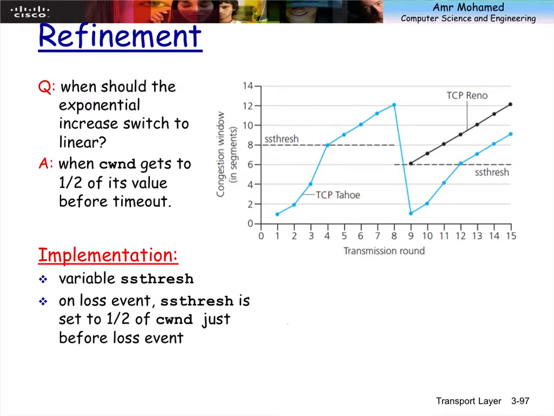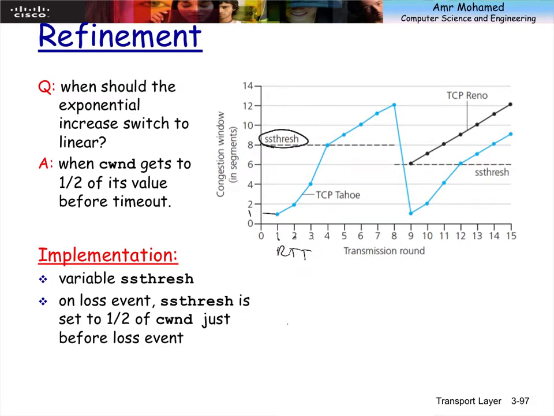So definitely, when we start from a congestion window of 1, and this is the round trip time, this is one full round trip time. So here, after one round trip time, the congestion window is 1. After 2 round trip times, the congestion window is 2. After 3, it's 4. At 4, it's 8, and so on. Okay?